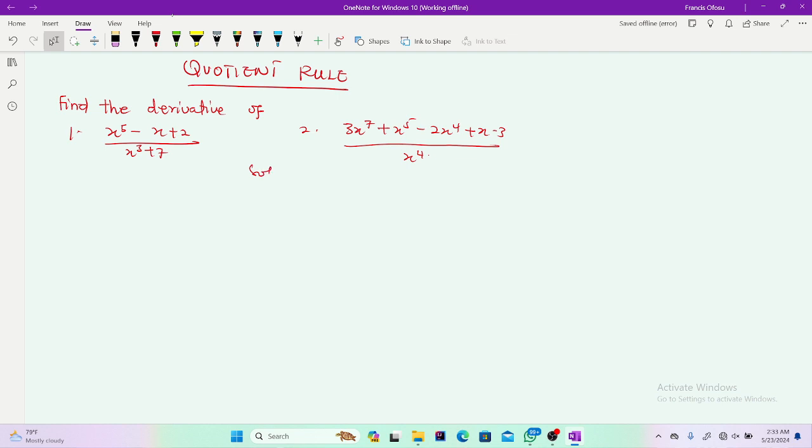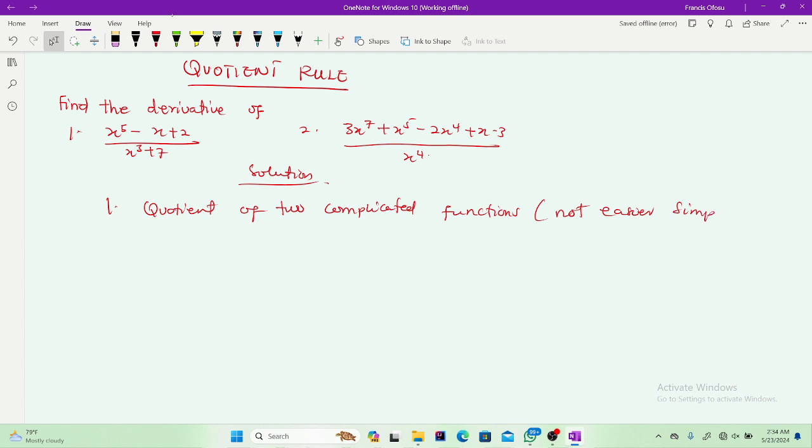So what is the quotient rule? The quotient rule is a rule used for simplification when finding the derivative of certain functions. We use the quotient rule when you have quotients of two complicated functions. Complicated means that they cannot be simplified easily. So if you have the quotient of two functions which cannot be simplified easily, then you should use the quotient rule, or the quotient of two different functions.